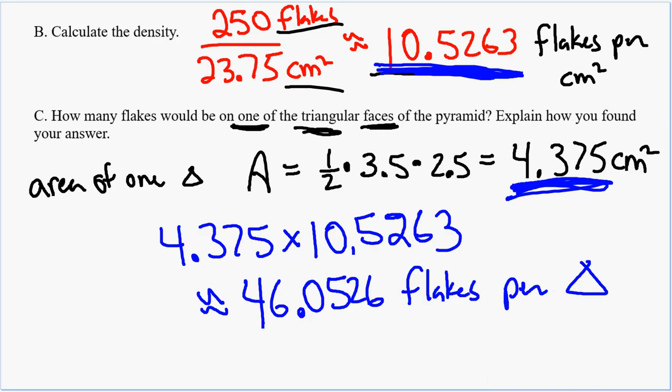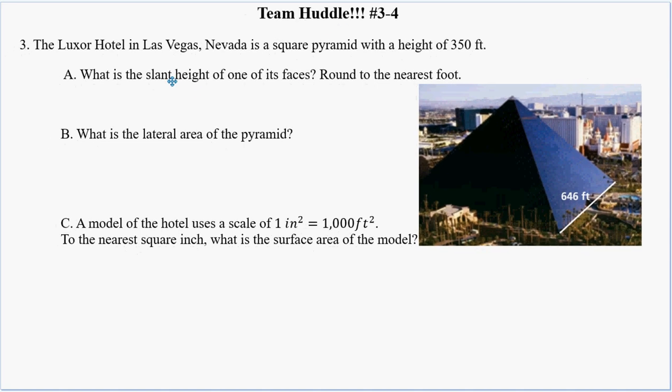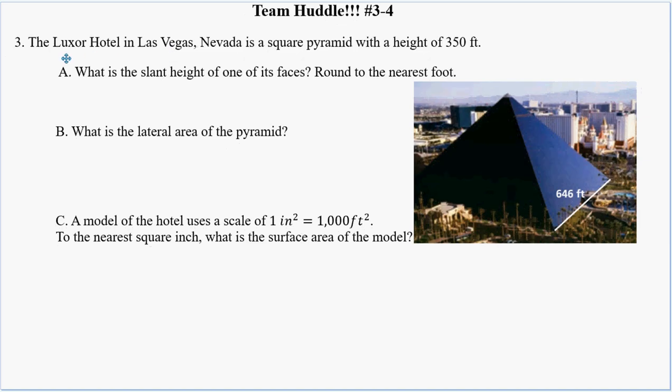All right, that was kind of fun. All right, this is an example. This is a practice problem for you. Out in Las Vegas, there is the Luxor Hotel. It looks like a pyramid from Egypt. It is a square pyramid with a height of 350 feet.